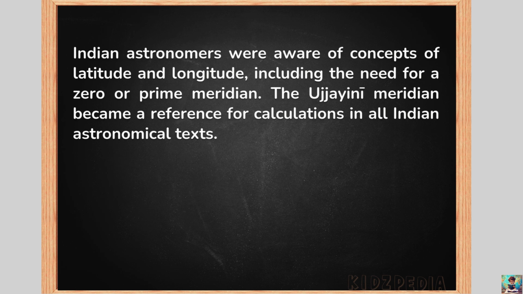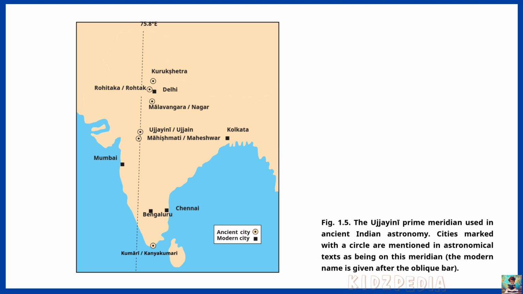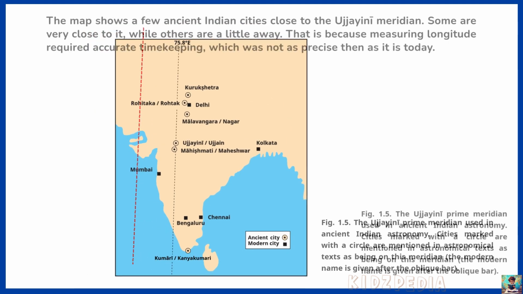Indian astronomers were aware of concepts of latitude and longitude, including the need for a zero or prime meridian. The Ujjaini meridian became a reference for calculations in all Indian astronomical texts. So, a long time ago, Indian astronomers already knew about latitude and longitude. They also understood that we need a special starting line called a prime meridian to help with these measurements. In ancient India, the city of Ujjaini, which is now called Ujjain, was used as the starting point. This Ujjaini meridian became the main line for making calculations in all Indian astronomy books.